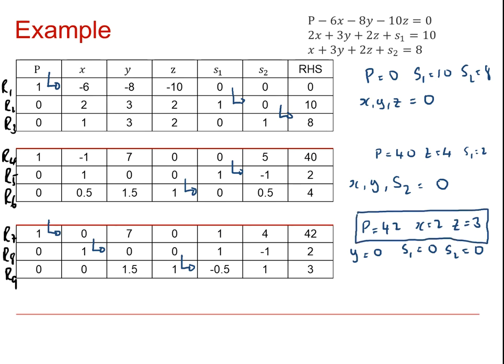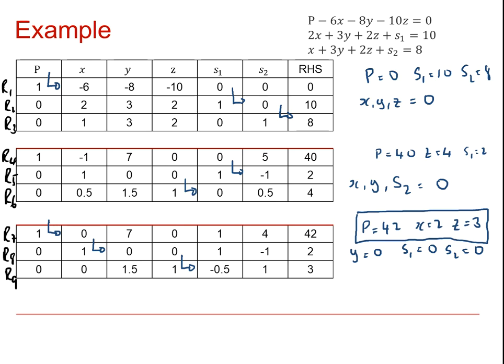At each of these stages, we talk about those variables which have got some value. So for example, at the end here, x is equal to 2 and z is equal to 3. Those are referred to as the basic variables. And the others, which are 0, so the final solution, y equals 0, s1 and s2 are equal to 0. These are what are called the non-basic variables.